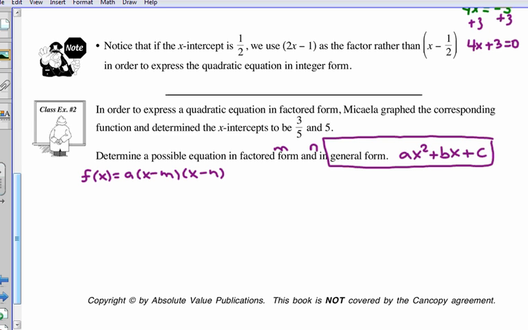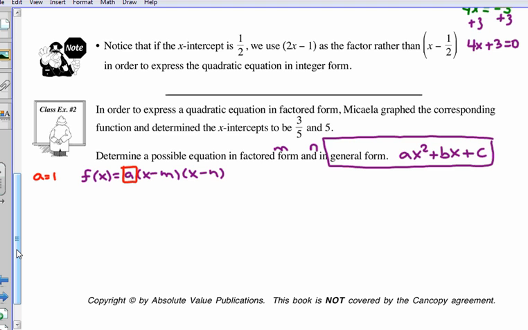Why would there be more than one possible equation? They tell us the roots. The roots aren't going to change, but what could change in this equation? And that is our a value, right? They didn't tell us our a value, so we can pick an a value. We could also just use 1. Let's just use a as 1, because we can do whatever we like. So we're going to use a as 1 because that would be the simplest.